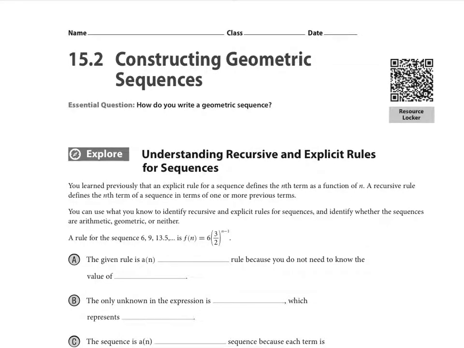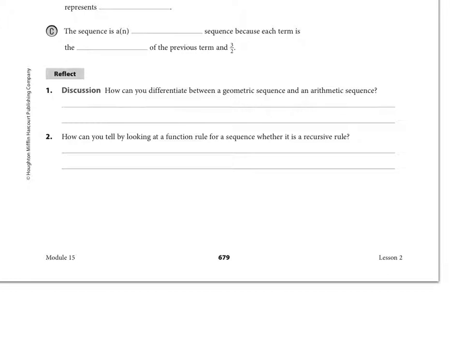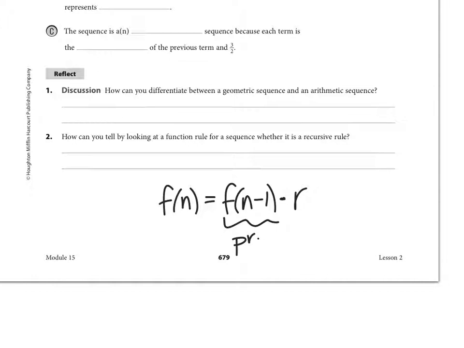Okay, constructing geometric sequences. Just building off what we did previously, we want to review a little bit of what we learned in that previous lesson. Something it's going to refer to here is the whole recursive rule thing. Just real quick, remember the recursive rule looks like this. If you're using function notation, f of n equals f of n minus 1 times r. All this means is previous term, okay?